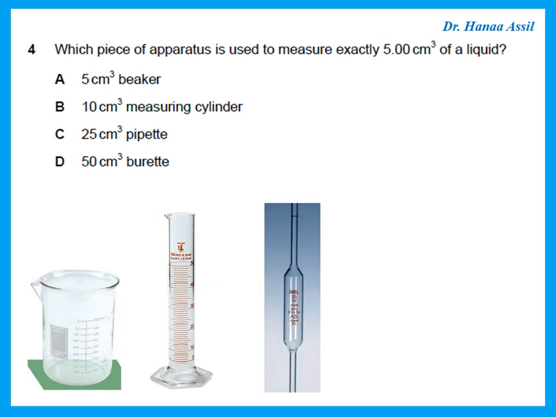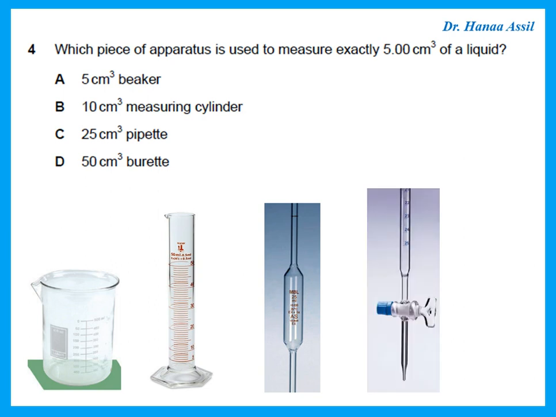Can we use a pipette? He's saying 25 centimeter cubed pipette. Remember, a pipette is something that has a mark. So if you fill the pipette to that mark, it is 25 centimeter cubed. So you cannot use it to measure anything less or anything more. There is no graduation. So the pipette cannot be used. The burette is the one that I can use to measure exactly 5.00 centimeter cubed, because the burette is accurate and it can measure any volumes, 5, 10, 15, 16, 17, 18, whatever.